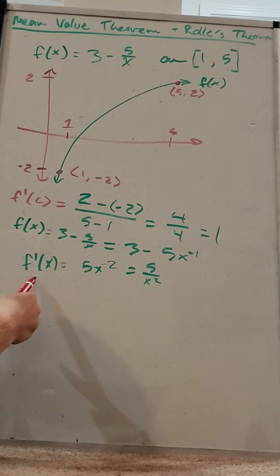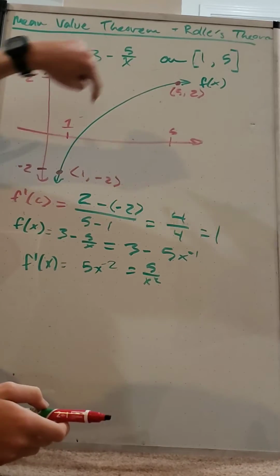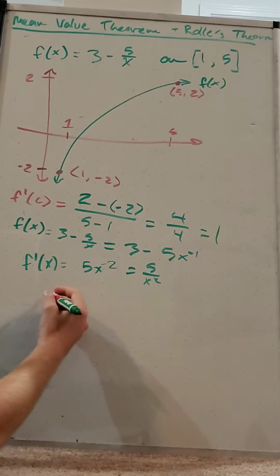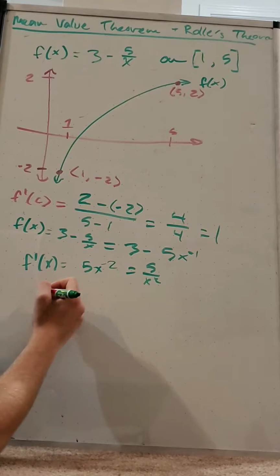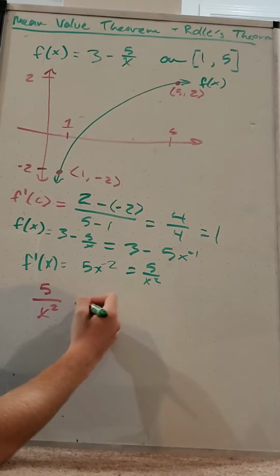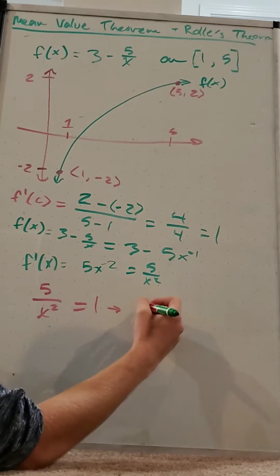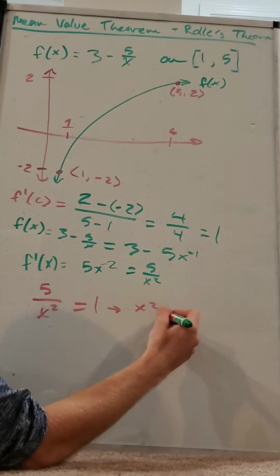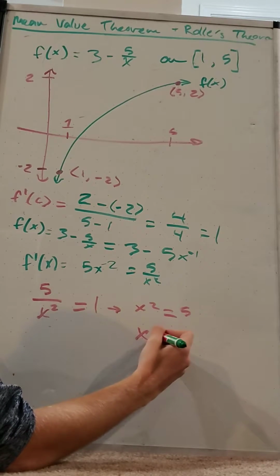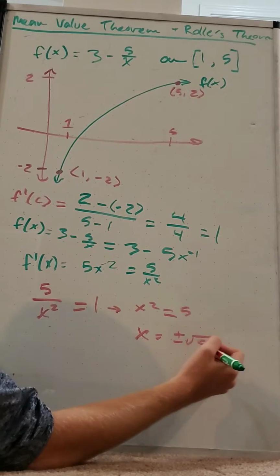So now what we do with this is we set it equal to 1, since we know that somewhere on this interval the derivative is equal to 1. Right? So we get 5 over x squared equals 1. And from here we can just solve for x, right? So we can go x squared equals 5 by multiplying x by both sides, and take the square root, we get x equals plus or minus square root of 5.